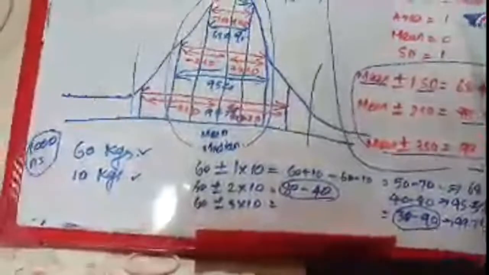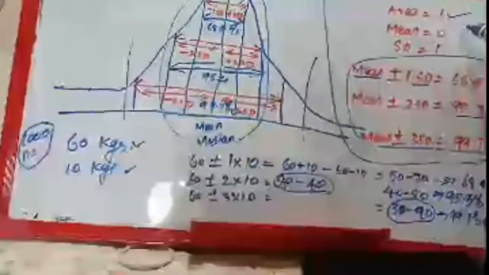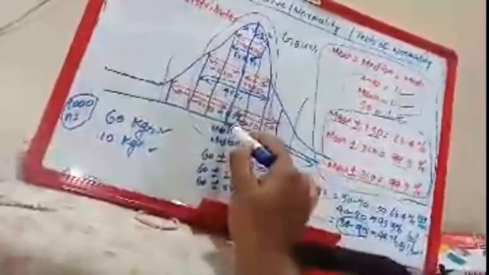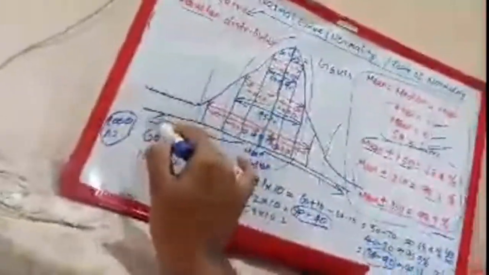For the normal distribution, the area of the curve will be 1, the mean will be 0, and the standard deviation will be 1. These are some common characteristics, and the mean, median and mode will coincide. This will be the mean, median and mode. How the mean will be 0 is, when we standardize this curve, all the values above the mean and all the values below the mean will cancel each other.